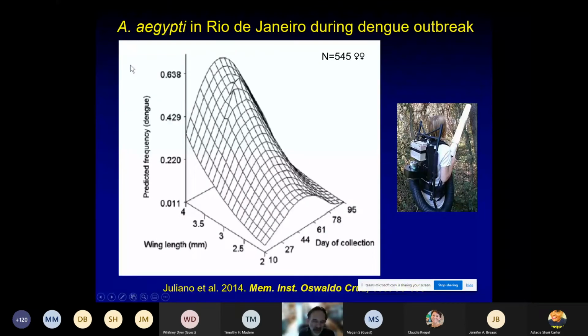This doesn't necessarily mean that the vector competence hypothesis is wrong. It just may mean that the effect of longevity on likelihood of becoming infectious is the much stronger component. So trait-mediated effects seem to be important in the field for these mosquitoes during a real-life dengue outbreak.